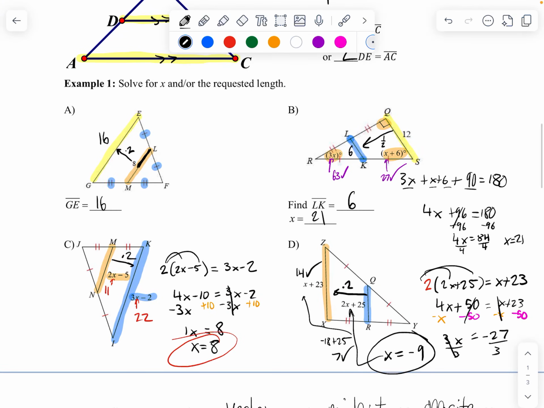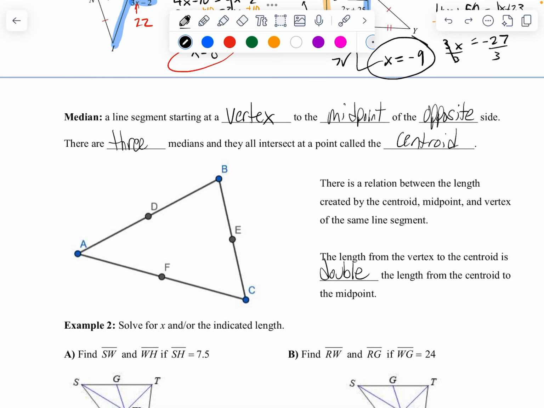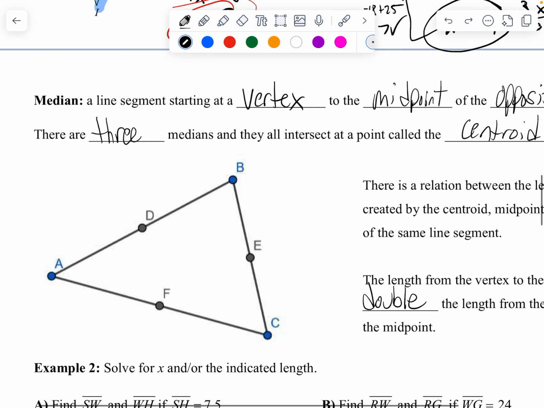All right, so now let's talk about medians. So we have our midpoints, D, E, and F. Okay, so a median is a line that starts at the vertex and goes to the midpoint of the opposite side. So vertex refers to A, B, and C in this triangle. So if I were to take one of those vertices, let's do A, and I connect it all the way to the midpoint across my triangle, then the line we just created, well, a little easier to see there, is what a median is.